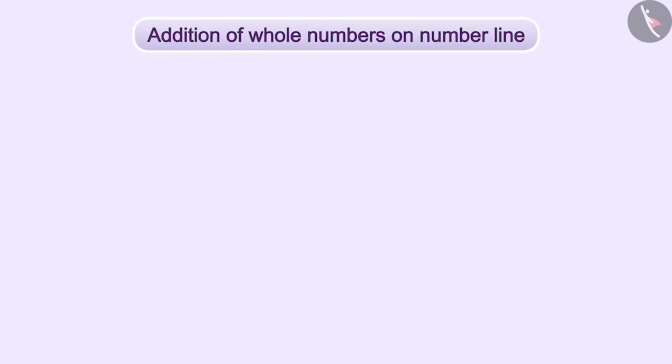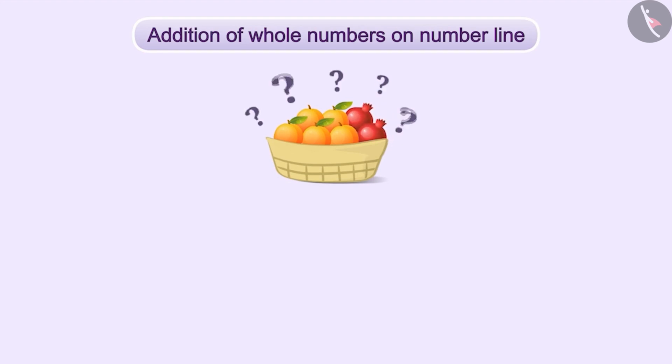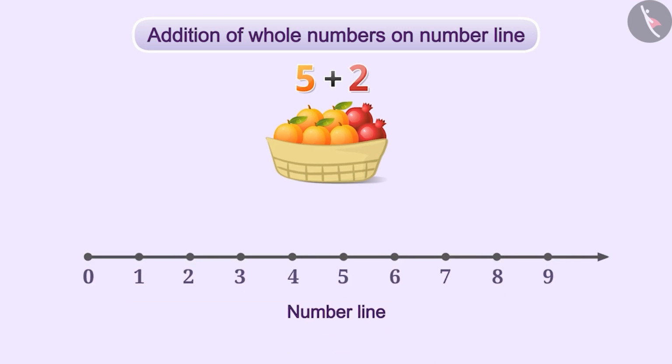Look at this basket. There are 5 fruits in it. If we keep 2 more fruits with them, then how many fruits will be there? To find the value of this, we need to add 5 and 2. Let's express it on the number line. First number is 5. So we start with 5 on the number line.